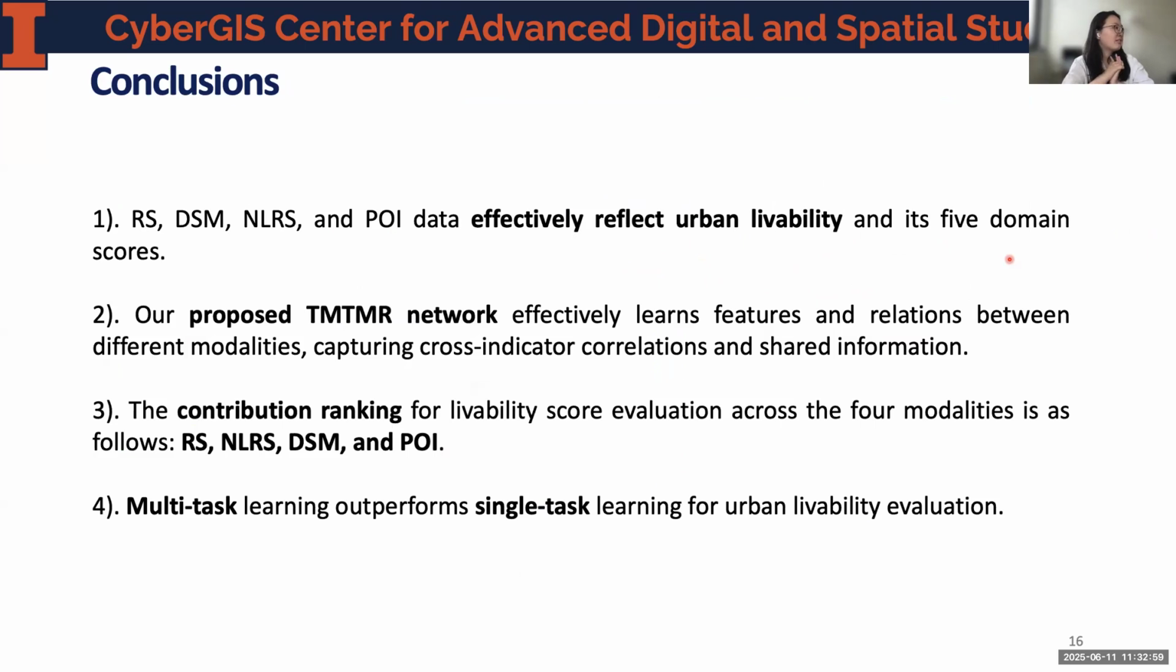So this is the conclusion of our research. We found that these four modalities can effectively reflect urban livability and its five domain scores. And our proposed network can effectively learn the features and the relationships between different modalities, capturing the cross-indicator correlation and shared information. The third is the contribution ranking of the livability score evaluation across four modalities. In general, it is ordered by satellite imageries, night light satellite imageries, DSM data, and point of interest data. The last one is that we tested that multitask learning outperforms the single task learning, and it is necessary to use multitask learning.